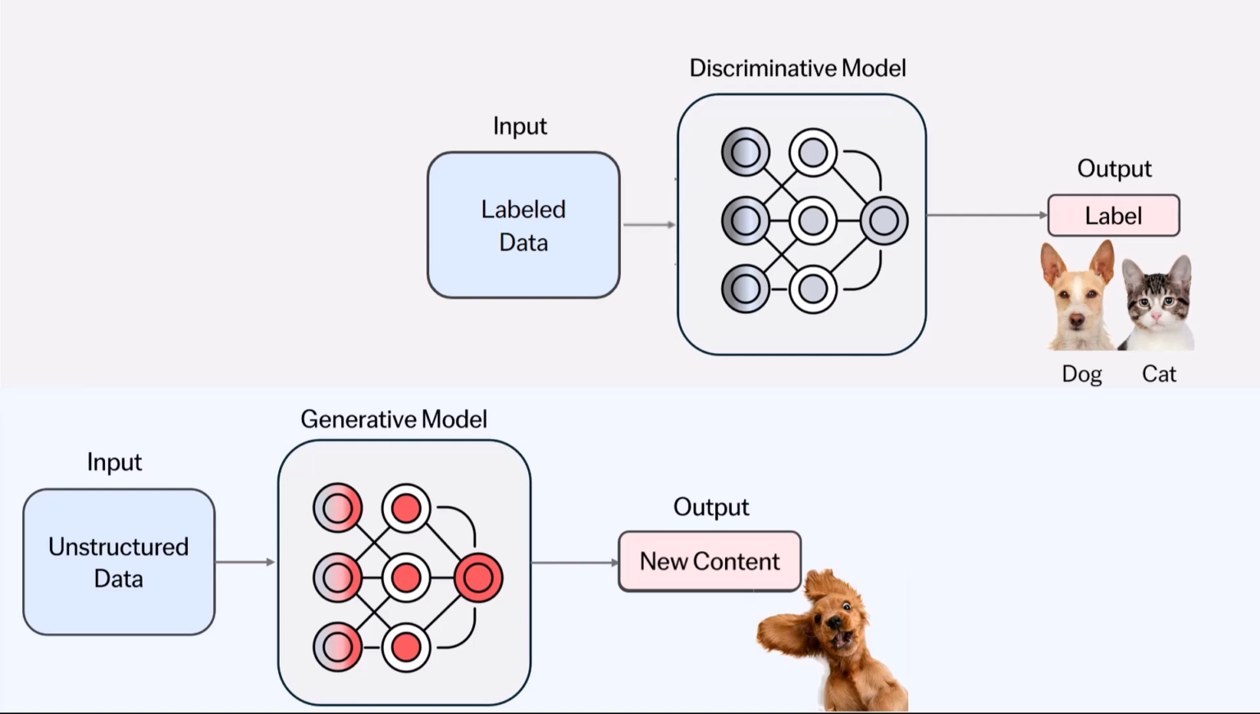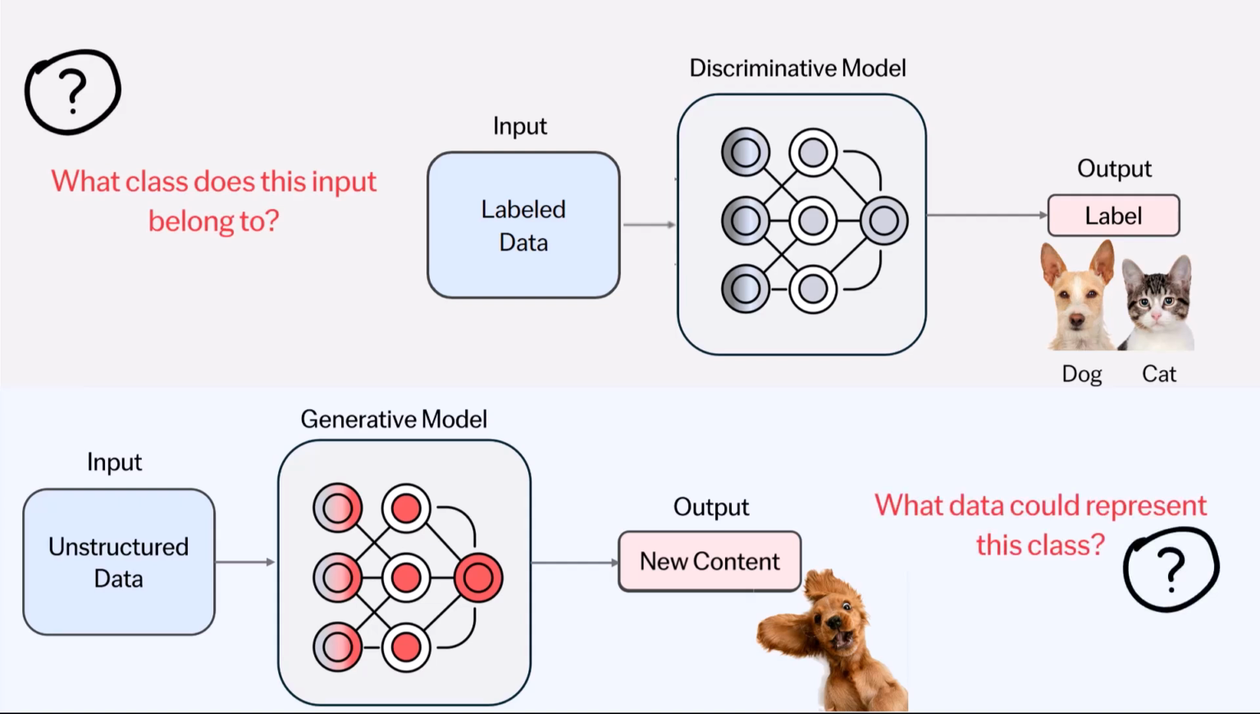In essence, discriminative models answer the question, what class does this input belong to? While generative models ask, what data could represent this class? Gen AI specifically creates new content by learning patterns in large data sets, enabling it to generate human-like responses, original images, music, and more based on the features it has learned from existing content.